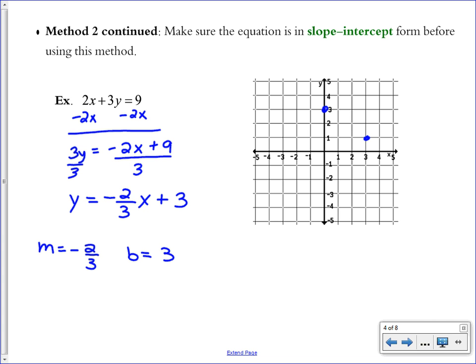I ran out of room in that direction. If I tried to do that slope again, I'd go off the graph. So I'm going to do the same thing in the other direction, determine that my next point is up there, and then connect my 3 points. Put arrows at the end to show that the line goes on forever.